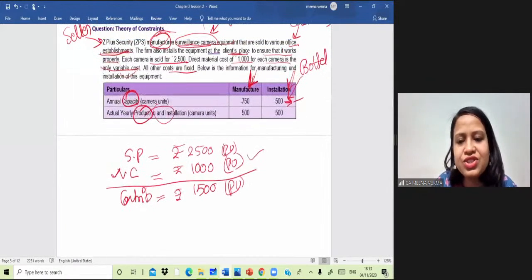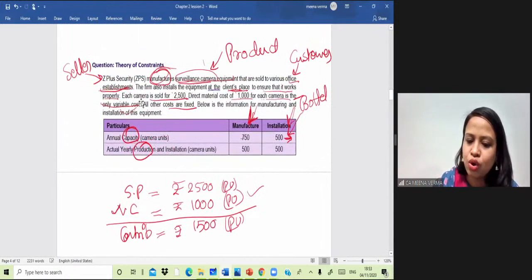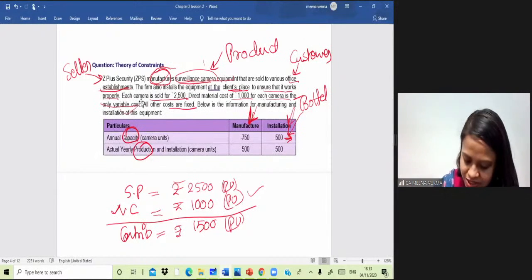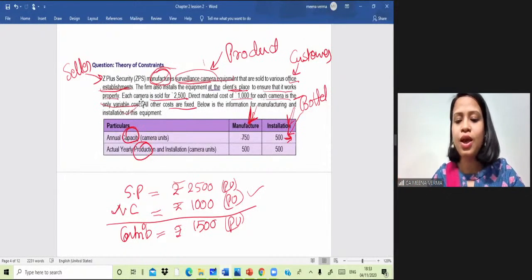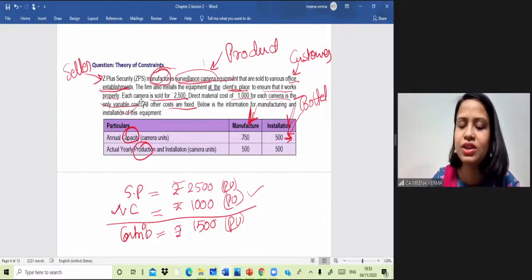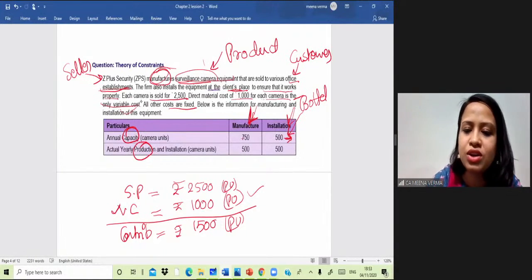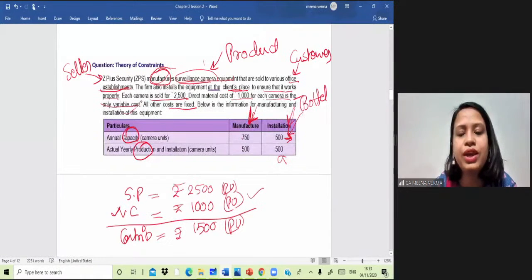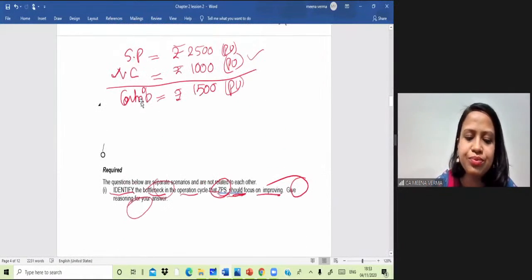Why is installation a bottleneck place? Because the organization cannot increase beyond 500. The organization cannot install more than 500 cameras. So this is the bottleneck place. Okay, I hope you got this point.